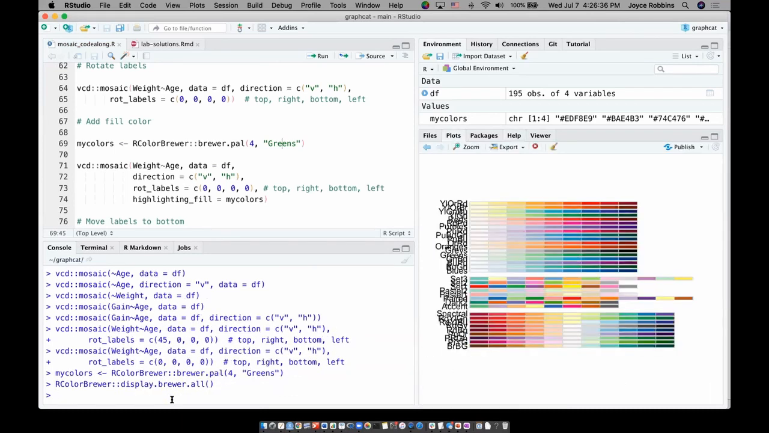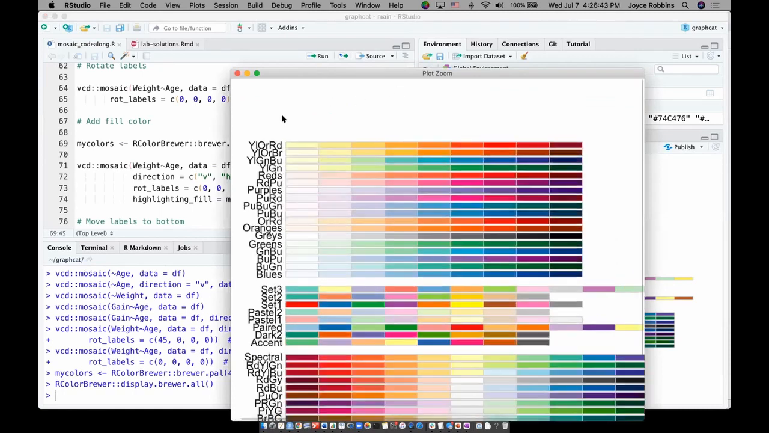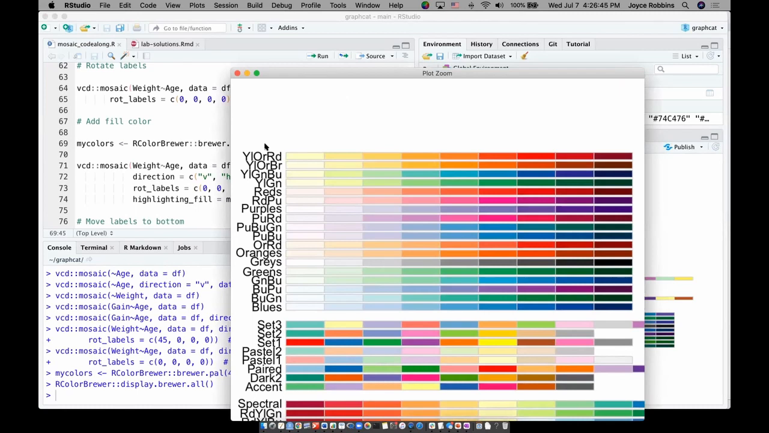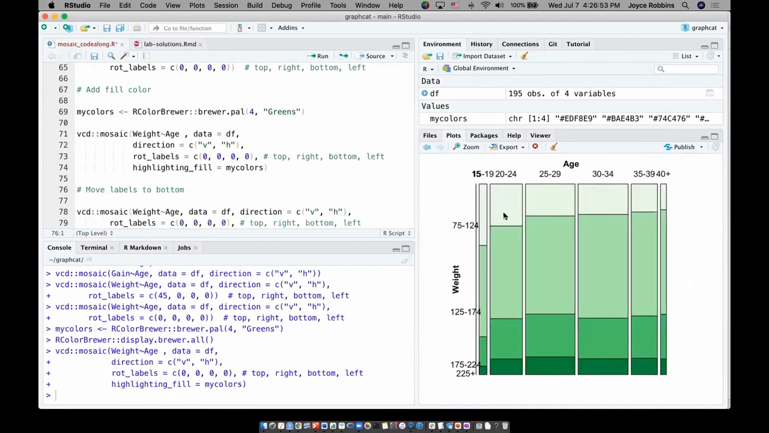Display Brewer All, you can see what the different palettes are. And so for this type of data, we want to use one of these sequential palettes. And then, oops. Okay, now we're getting a graph that looks like the one I showed you in the slides. Not a lot of code, just being very specific about where we want things to be in the plot.